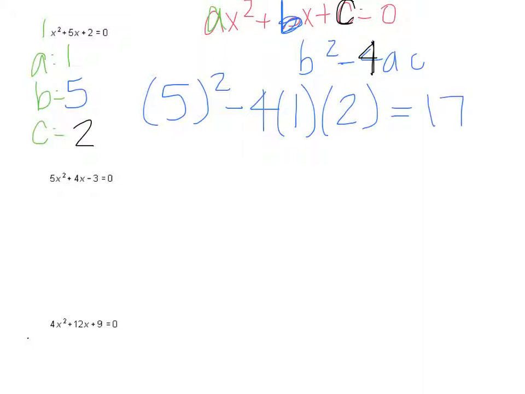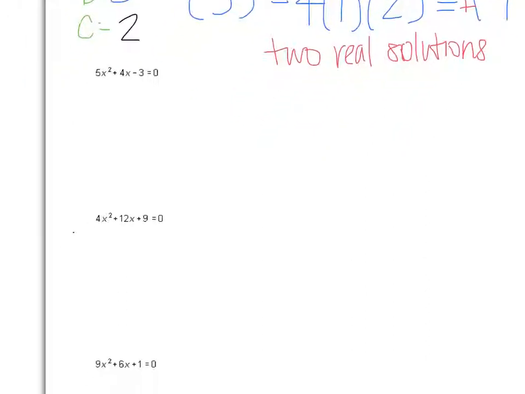So we have to decide, is 17 positive, is 17 negative, or is 17 0? Because that tells us what our solutions are. Well, 17 is clearly a positive number, so that tells us that there are 2 real solutions. Okay, because 17 was positive, that tells us there's 2 real solutions. So let's do the same thing with the next question.